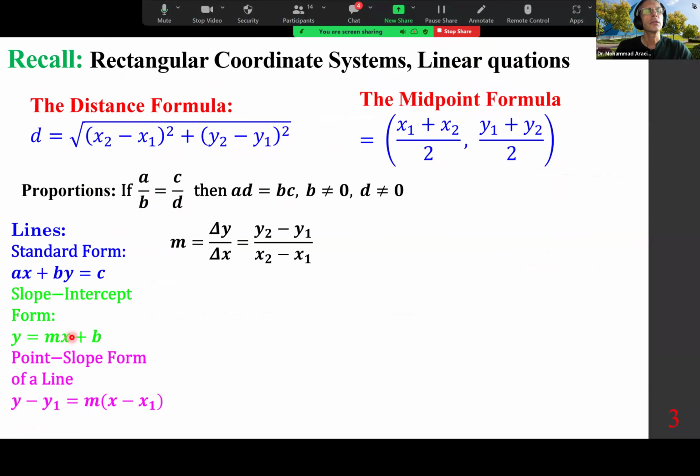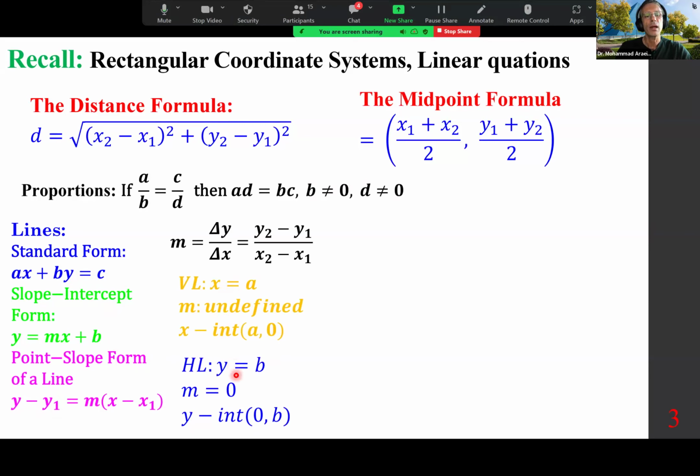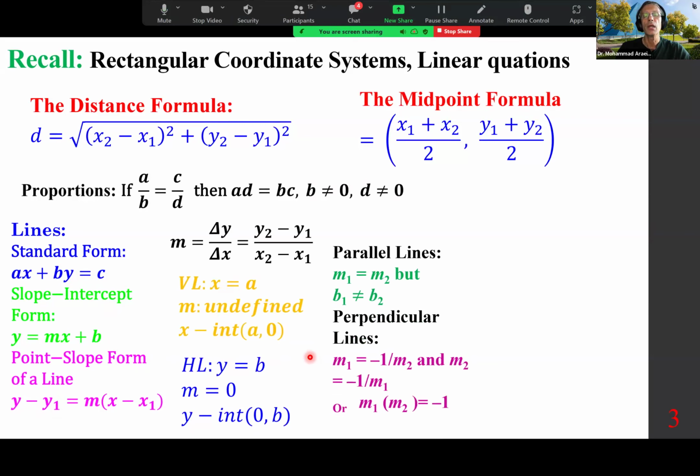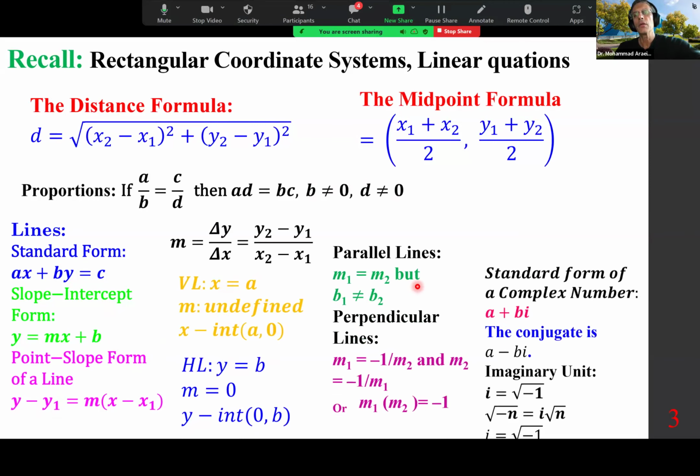Various equations of lines: standard form ax plus by equals c, slope intercept form y equals mx plus b, and point slope, y minus y1 is m times x minus x sub 1. A vertical line has an equation of x equals a, m is undefined, x intercept at (a, 0), and horizontal line y equals b, m equals 0, y intercept at (0, b). Parallel lines have equal slopes, and perpendicular lines have slopes that are negative reciprocals of each other.